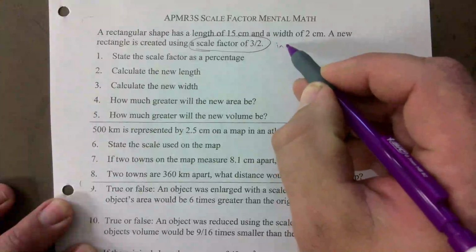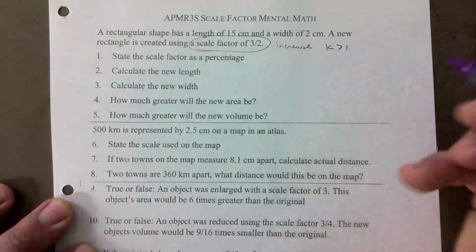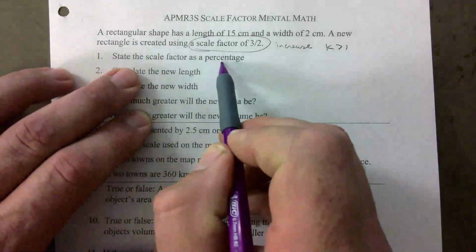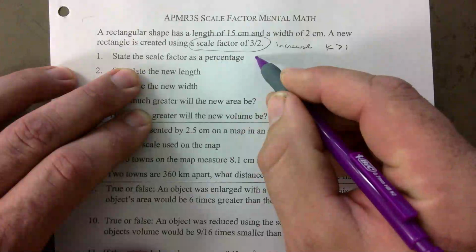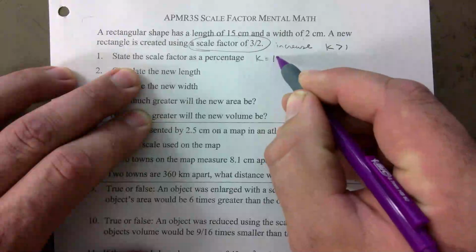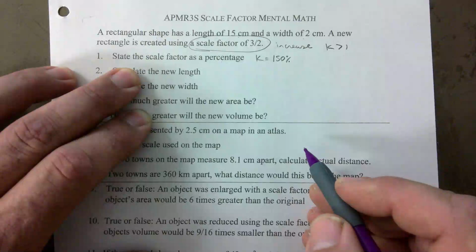Well, it's an increase. We know that for sure, because k is greater than 1. So just by observation, you already know that. State the scale factor as a percentage. No problem. We simply say k is 3/2 times 100. That's 150%. I think you got that.